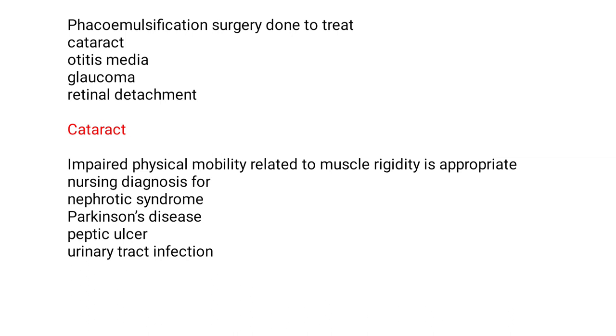Next one. Impaired physical mobility related to muscle rigidity is appropriate nursing diagnosis for, options: nephrotic syndrome, Parkinson's disease, peptic ulcer, urinary tract infection. Here impaired physical mobility. So the answer is Parkinson's disease. Next one. Pap smear test is done for screening of cervical cancer, screening of brain tumors, screening of polycystic kidney, and screening of ovarian cancer. And the answer is screening of cervical cancer.